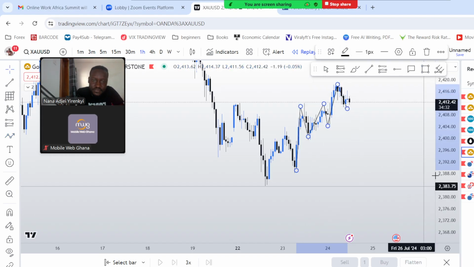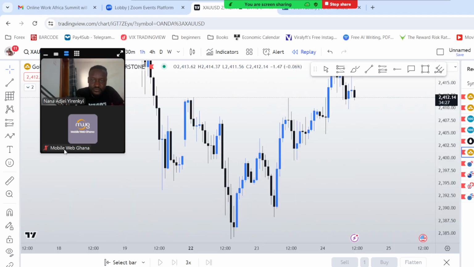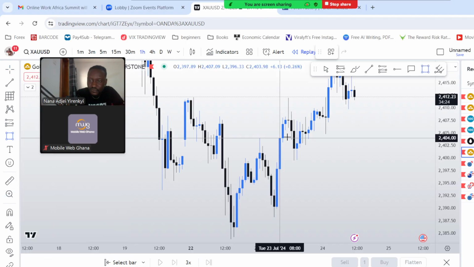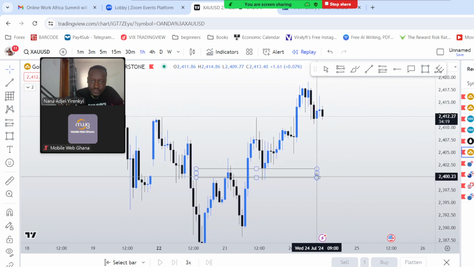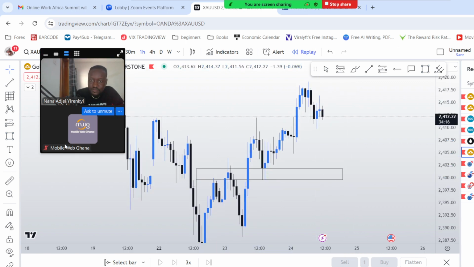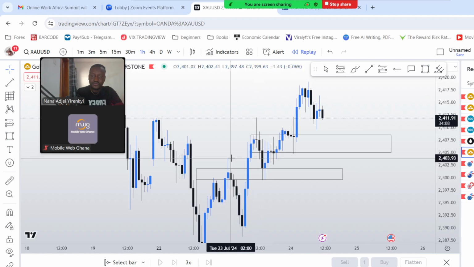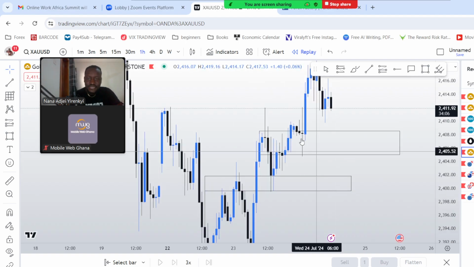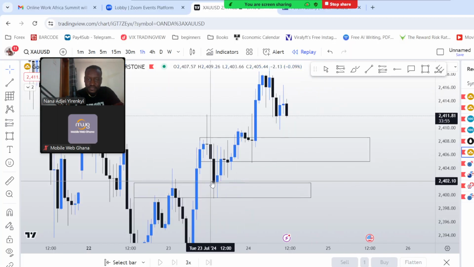So you can see price forming a series of higher highs and higher lows. In drawing an uptrend, we draw our support levels, because we're expecting price to push up. We draw support levels like this. It is at these support levels that we are going to identify bullish reversal patterns that will give us that indication or confirmation that price is ready to push up.